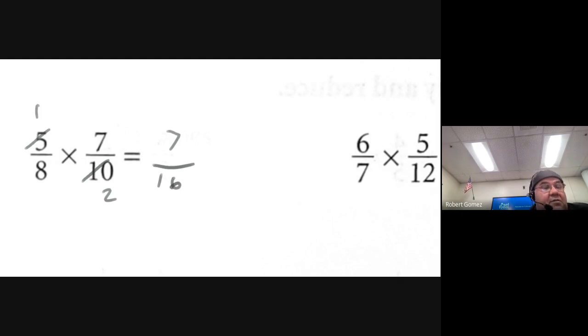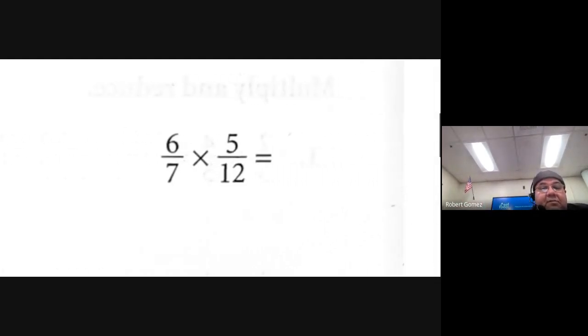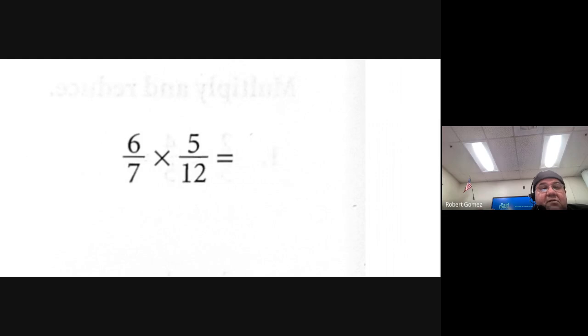But you can always ask yourself, and it's always good practice because you never know. You might have picked a common factor that maybe wasn't the highest one. And so you may need to reduce it one more time. So it's always good practice to ask yourself that.